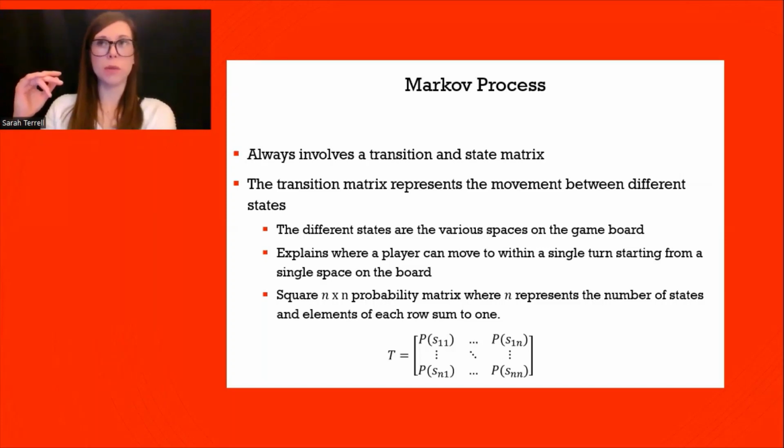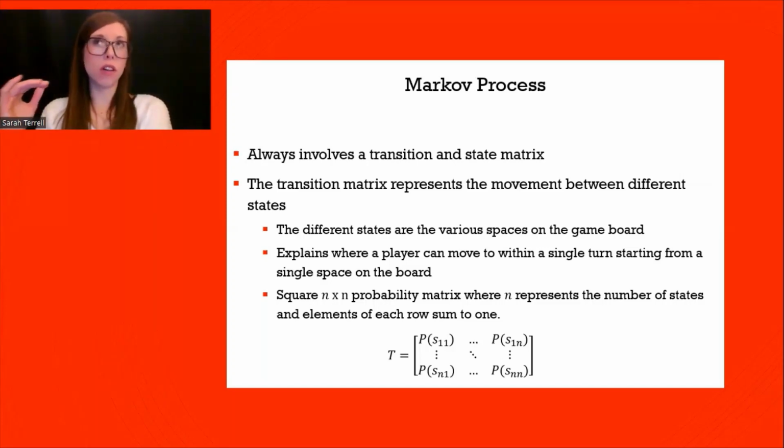And the next one would be, where are all of the spaces that I could move to if I started on Community Chest, and so on and so forth, all the way through until you get to the final row of that transition matrix, which represents the final space, Boardwalk, and all of the places that you can move to, given that you start your turn at Boardwalk.